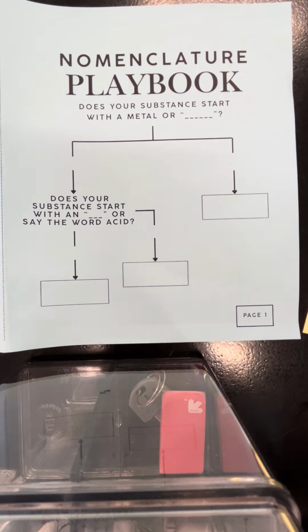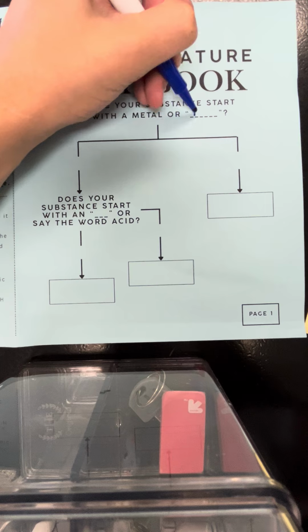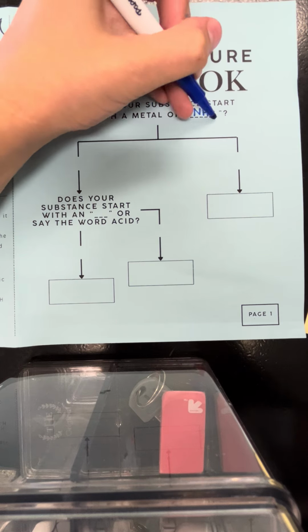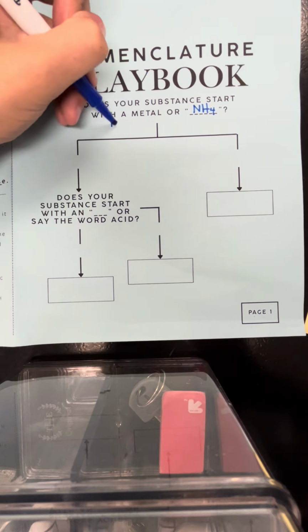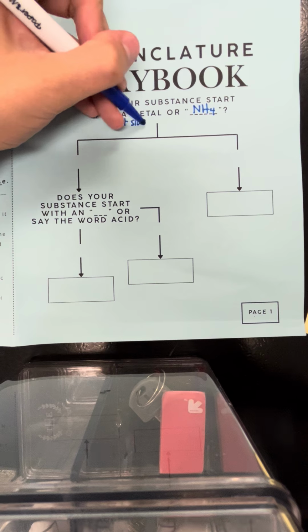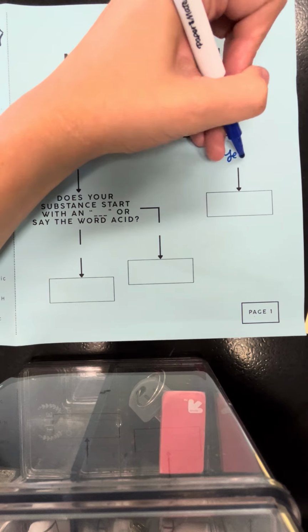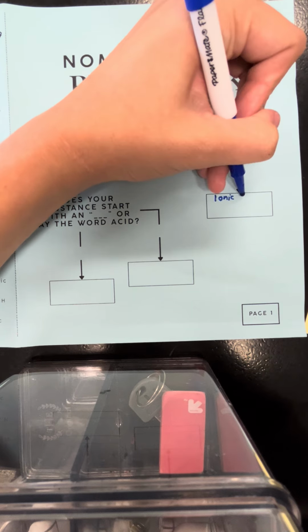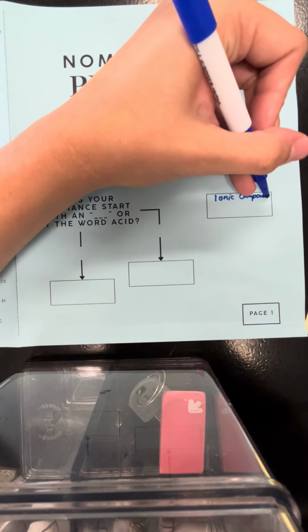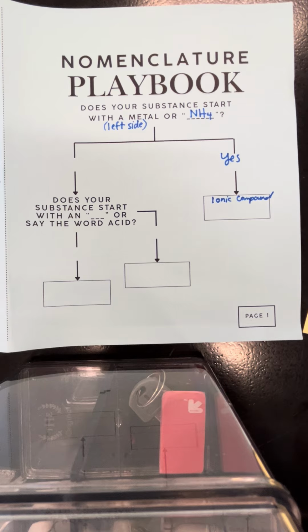So the very first question you are going to ask yourself is, does your substance start with a metal or the letters NH4? Remember that metals are on the left side of the periodic table. So if your substance starts with something on the left side of the periodic table or the letters NH4, if your answer is yes, then that means you're going to be doing an ionic compound, which means that you should go to page 2.